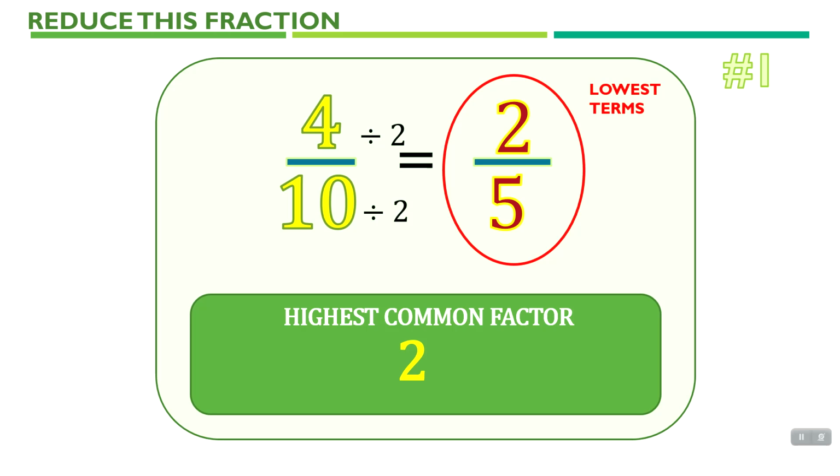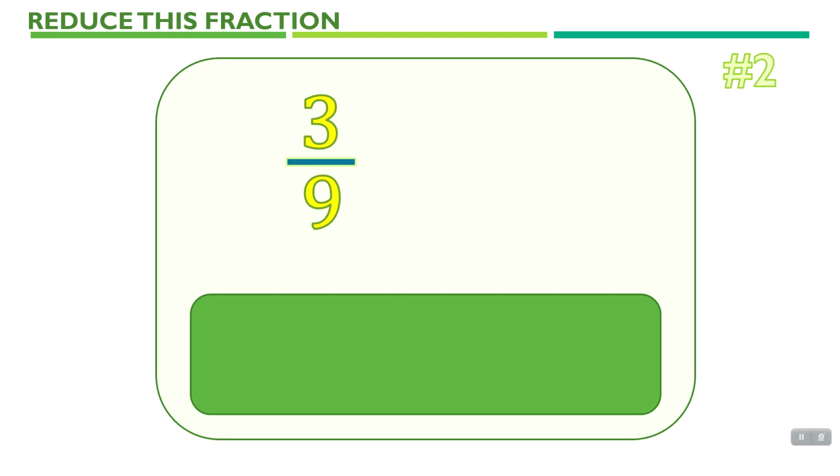4 over 10 has now been reduced to 2 over 5, which is in lowest terms. Let's look at 3 over 9.